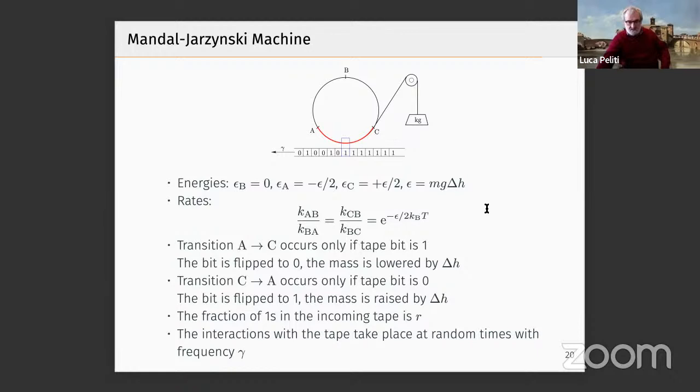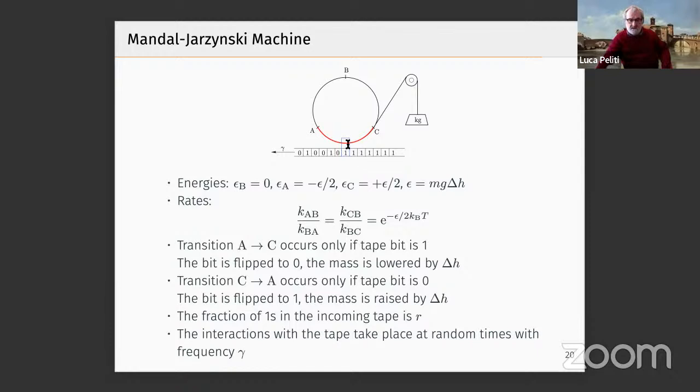The reverse transition only occurs if the tape bit is equal to zero. In this case, because you go from a high energy state C to a low energy state A, you are able to raise the weight by the same amount delta H. We say that the fraction of zeros in the incoming tape is equal to R. And the idea is that these interactions happen at random times with frequency gamma. On waiting a time of the order of one over gamma, on average, you put the tape in contact with the device.